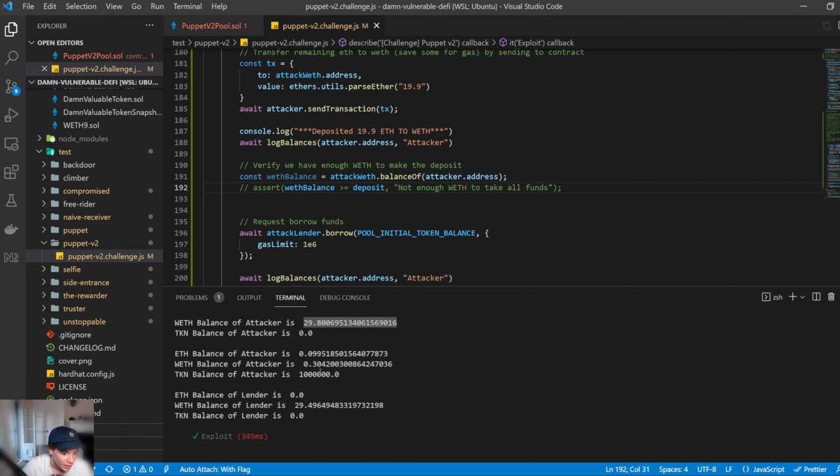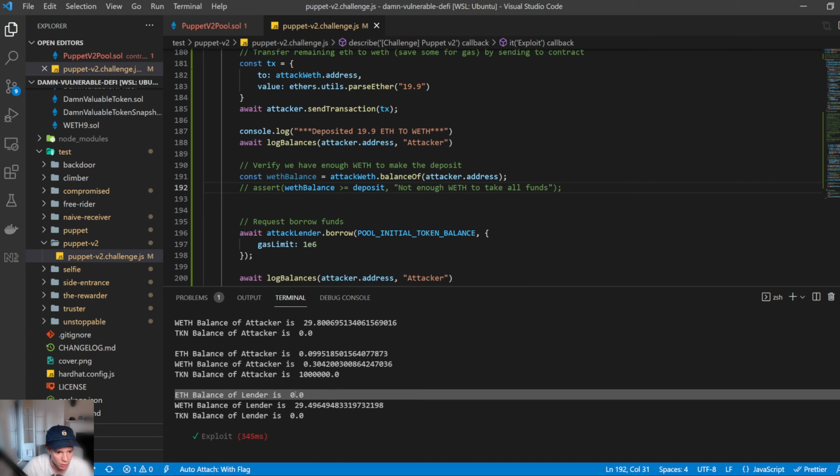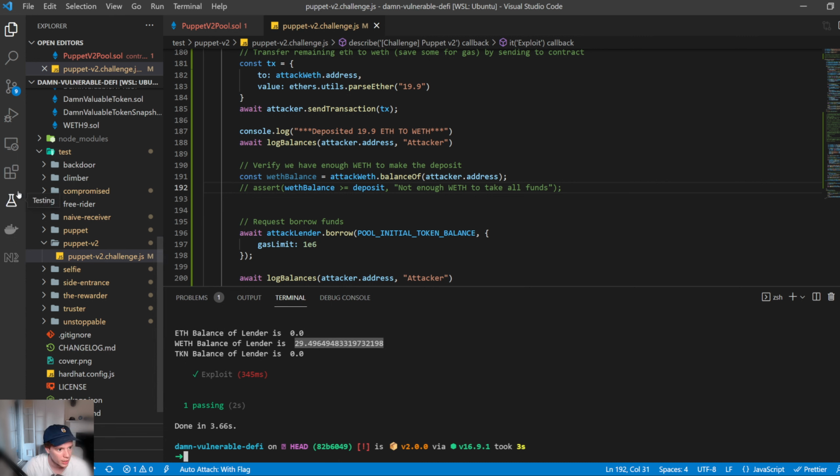And then we can see that we swap our WETH for the DVT. So we borrow the DVT here. So we get the 1,000,000 and we deposit that 29.5 approximately, leaving us with 0.3 ETH. And then the lender, you can see at the end, has 0 tokens, 0 ETH, and 30 WETH. So that's how we go ahead and solve this.